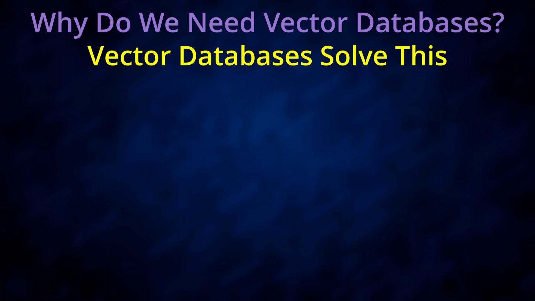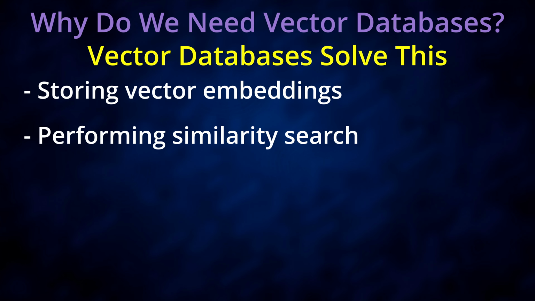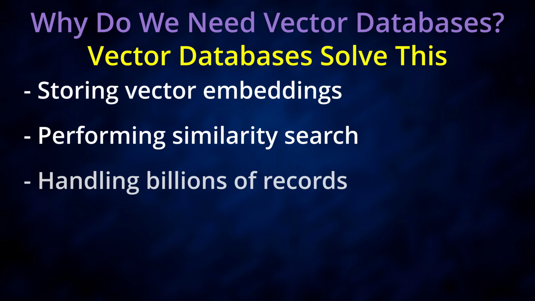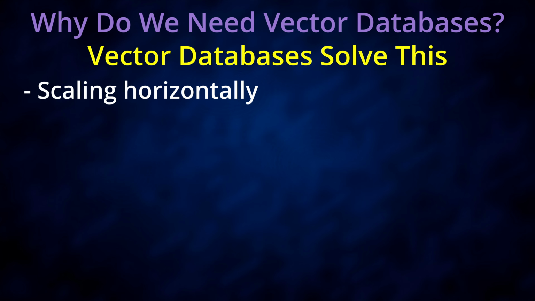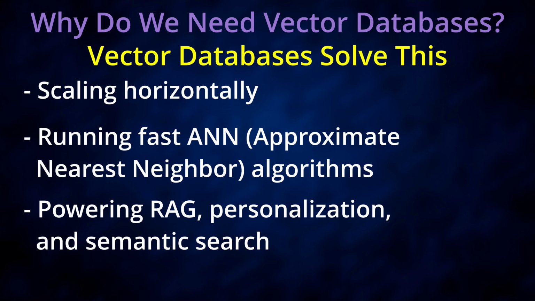Vector databases solve this. They're built specifically for storing vector embeddings, performing similarity search, handling billions of records, scaling horizontally, running fast ANN, approximate nearest neighbor algorithms, powering RAG, personalization, and semantic search.